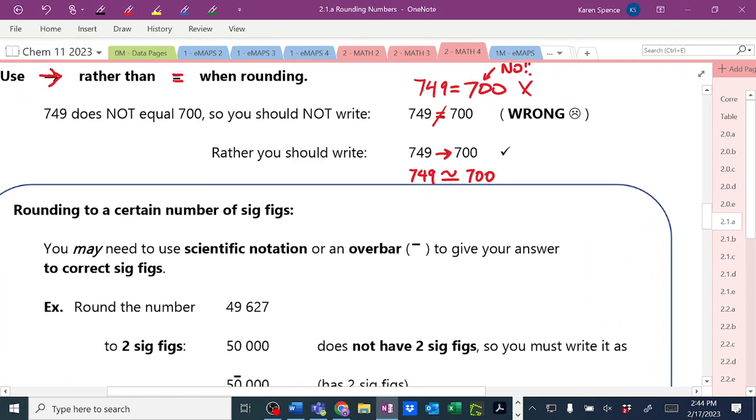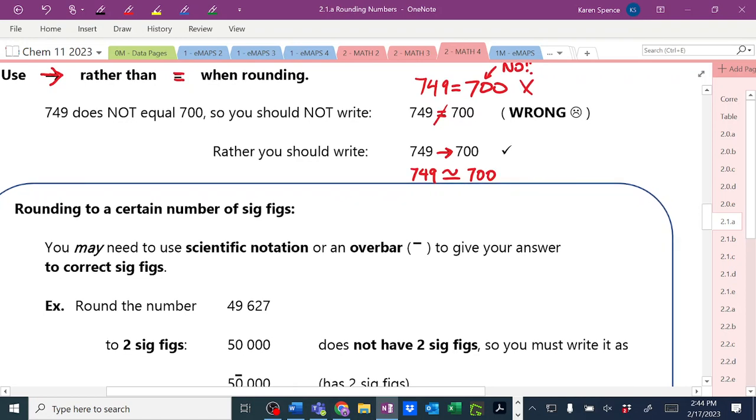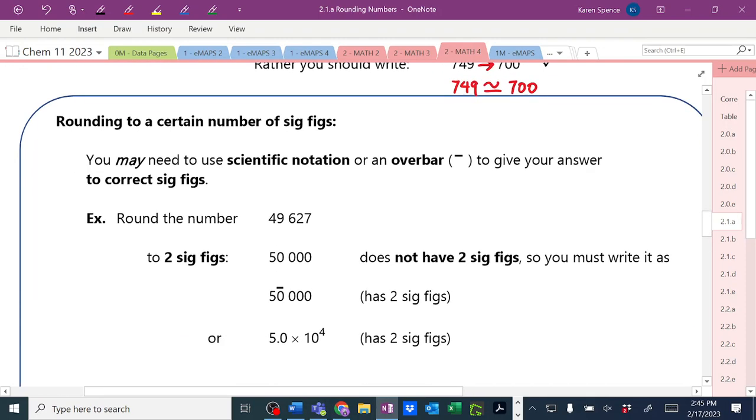Do you feel like you need to see another example of the overbar and scientific notation, or do you feel good? Anyone want an extra example? Yes? If you don't want an extra example, you can just start work on the questions.